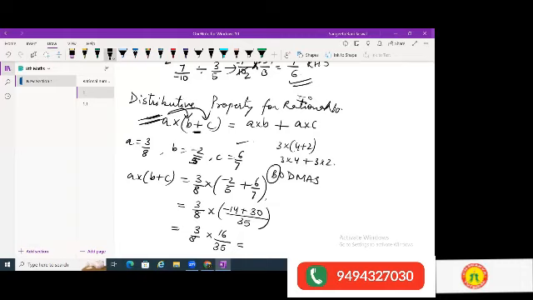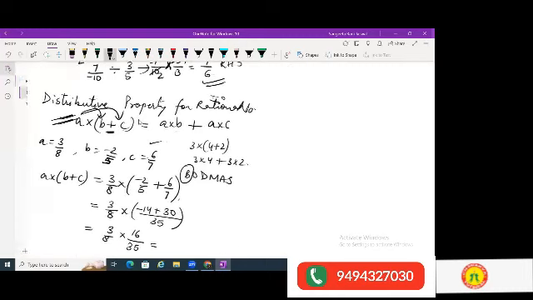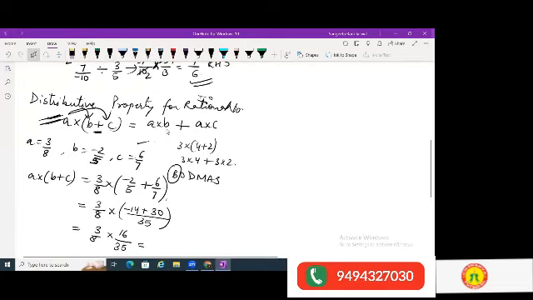Ma'am, while writing in the exam also, should we write that distributive property, A into (B plus C)? Yes. In the exam, how will you get a question on properties? You will be asked that you are given these three numbers and prove that the distributive property holds true over addition or over subtraction. So here I'm just taking an example from my side. These numbers will be given to you and you have to put them in the property and verify.